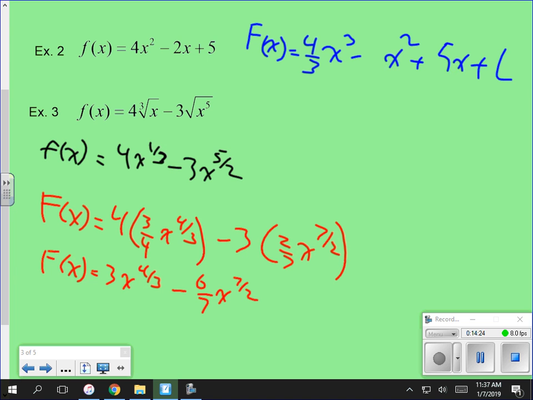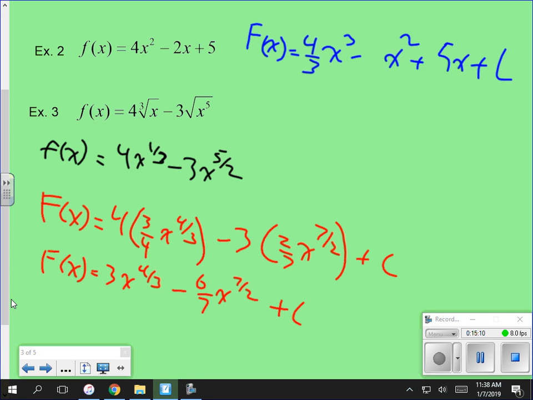And then what else do I have to have? Let's see. I always have to have that plus c, with one exception. We'll talk about that later. And these are general antiderivatives. It could be 3x to the 4/3 minus 6/7 x to the 7/2 plus 1. My antiderivative could be 3x to the 4/3 minus 6/7 x to the 7/2 minus 92. I don't know what my constant is. My constant could be 0. I have to give all possible antiderivatives. That plus c gives me every single possible one.